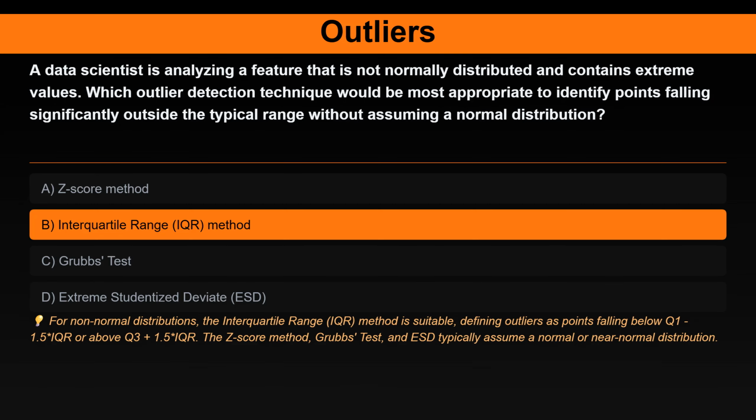The correct answer is interquartile range (IQR) method. Here's the explanation. For non-normal distributions, the interquartile range (IQR) method is suitable, defining outliers as points falling below Q1 minus 1.5 times IQR or above Q3 plus 1.5 times IQR. The Z-score method, Grubbs test, and ESD typically assume a normal or near-normal distribution.